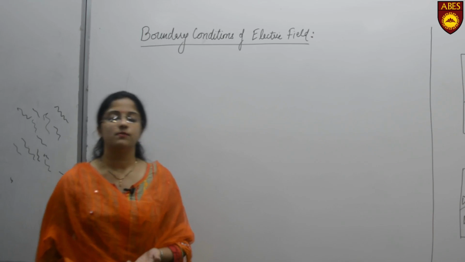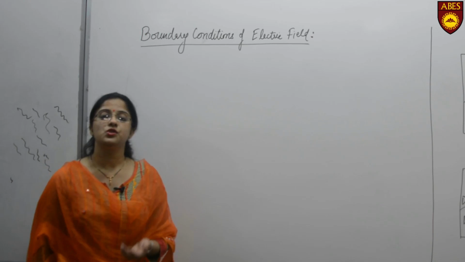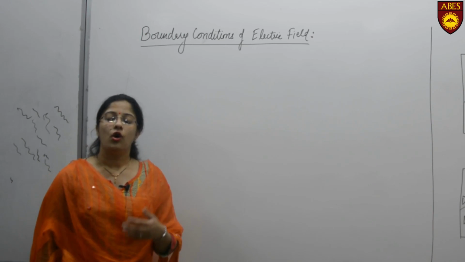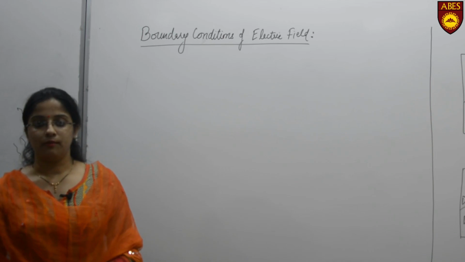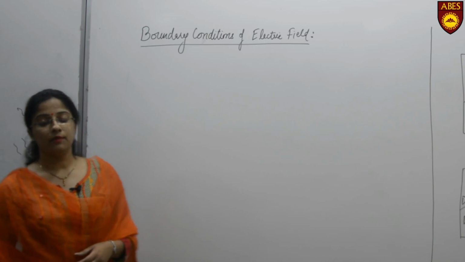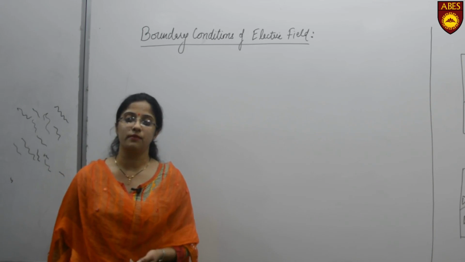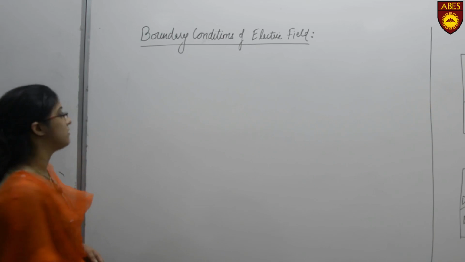Now why do we need to discuss these boundary conditions? Because they are very useful in determining the field on one side of the boundary or interface if the field on the other side of the boundary is properly known. For discussing the boundary conditions, I am going to start with the first category of interface, which is the dielectric interface.